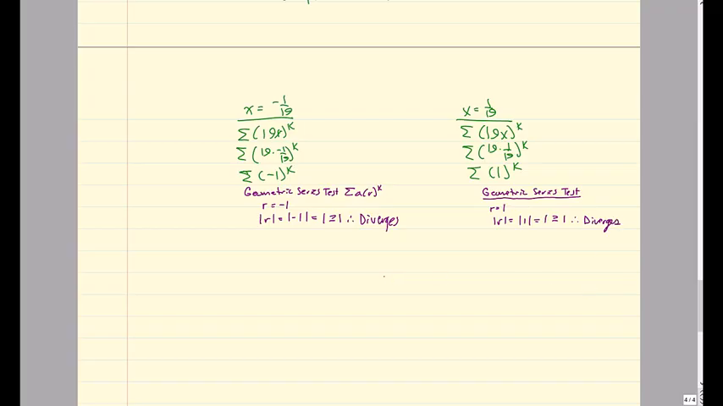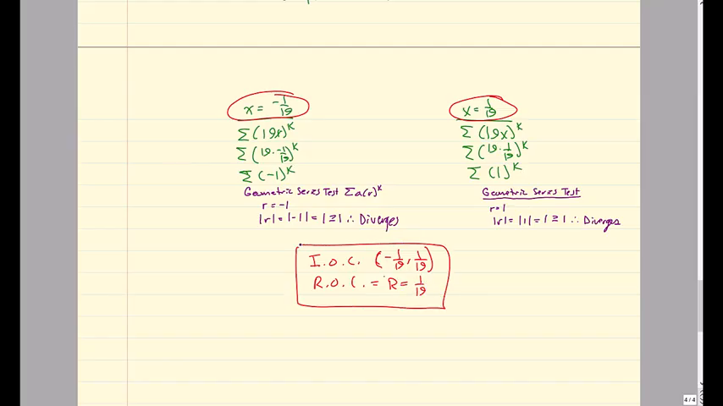So that tells me then I can officially say my interval of convergence is negative 1/19 to 1/19. Because at these endpoints they diverge, I don't have equal signs and I don't have brackets. And remember, my radius of convergence for this was just equal to r, which was 1/19 from above. So this kind of summarizes everything for this problem.